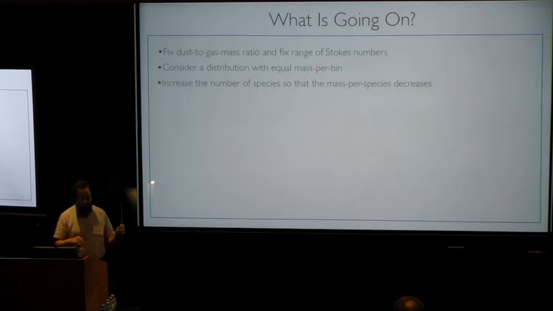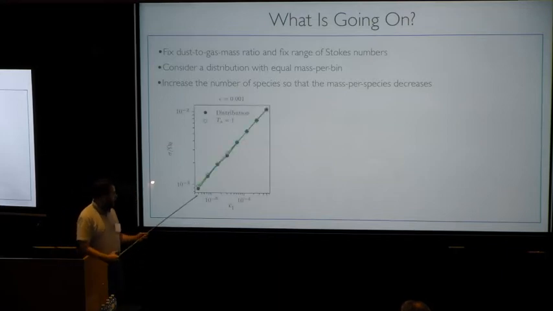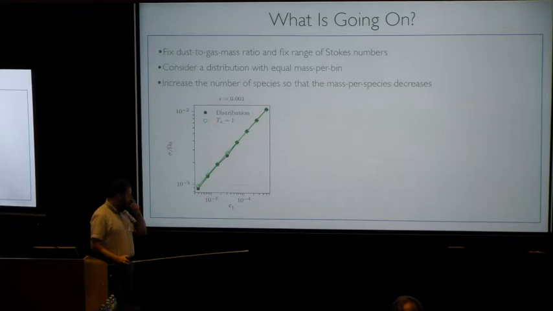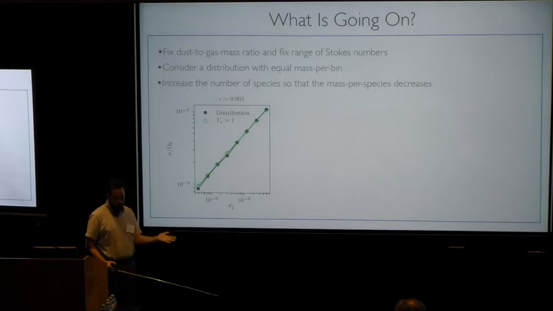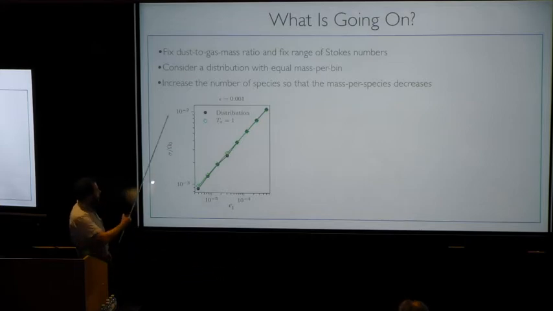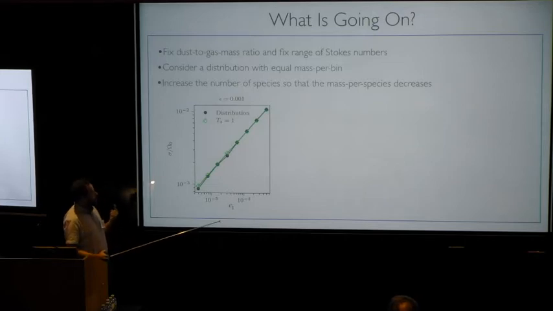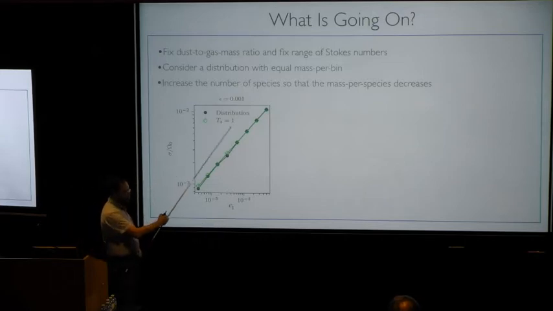And I'm going to do the exercise of increasing the number of species. So now the mass per species is going down by construction, and all of them are going down at the same rate. Now we can plot, as a function of the dust to gas mass ratio for one dust species, the growth rate of the fastest growing mode. And now let's focus on the result first that we obtain for the distribution.